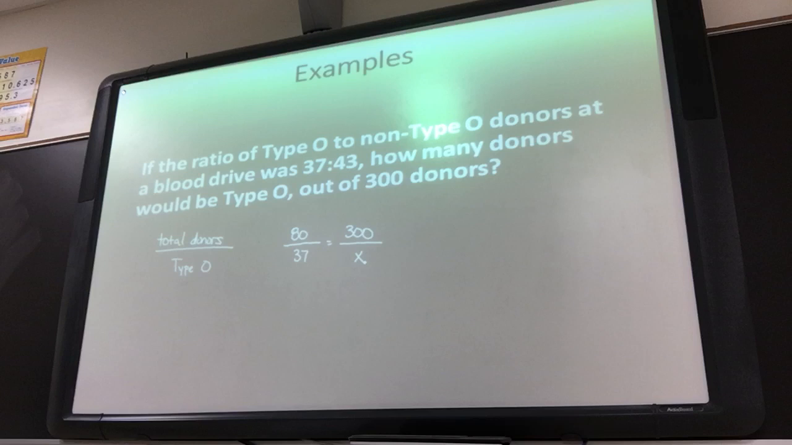Just to make sure you've got your proportions set up right, which a lot of you do. It's total donors over type O, or type O over total. You can switch it up if you want. Make sure you add those two together.